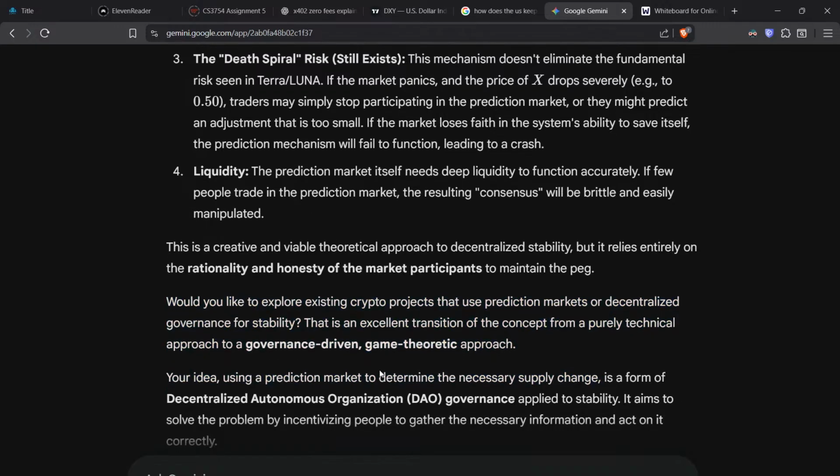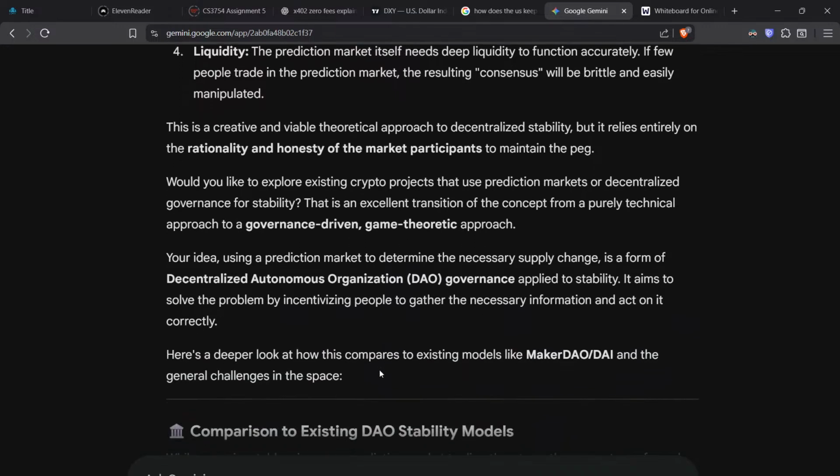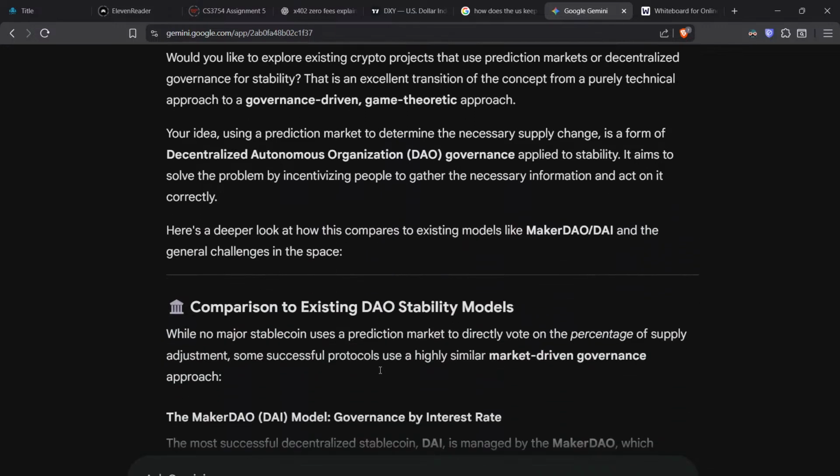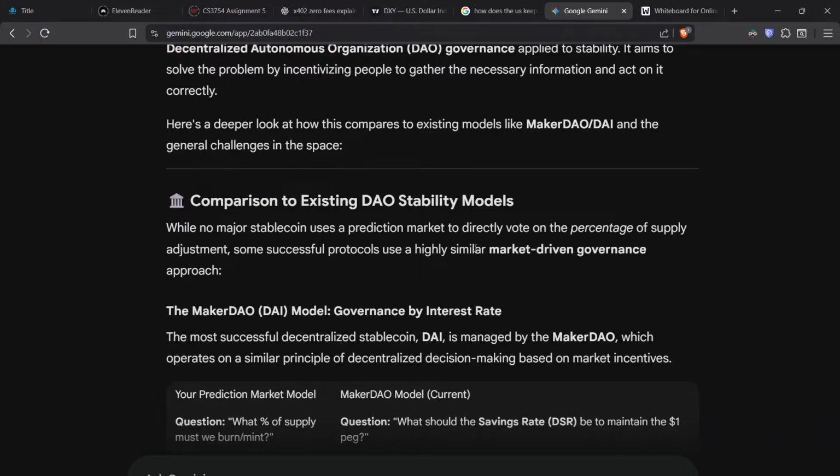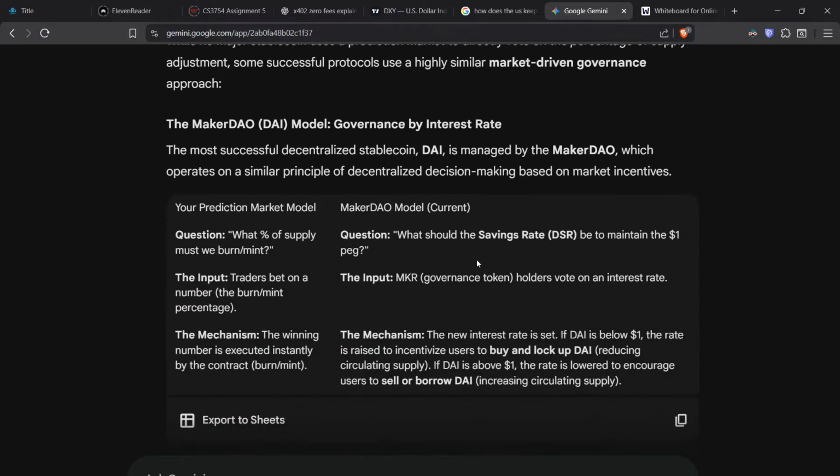Your idea is a form of DAO-applied stability. While no major stablecoin uses a prediction tool, it's market-driven governance.